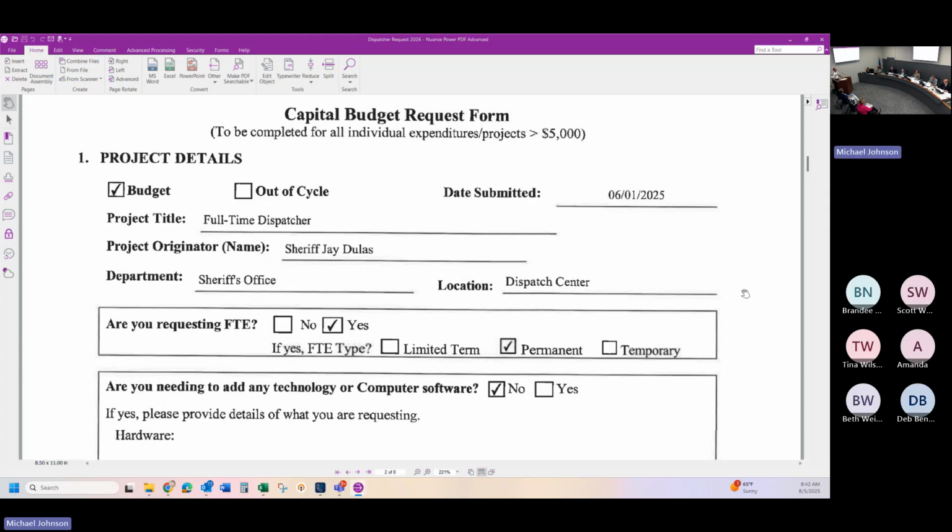So our dispatchers are doing an excellent job, but they can only do so much. And they can only be on the phone talking to one person at one time. And so we've been doing the bare minimum for a long time. They're doing a great job, but we just need to have the help in there so they can continue to provide the service that's expected in Waseca County.